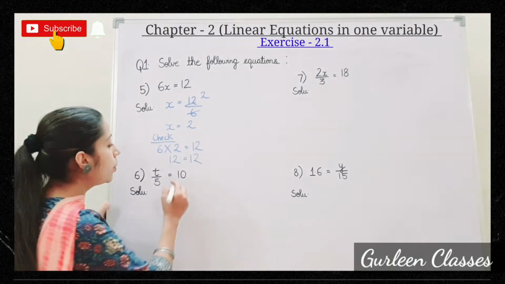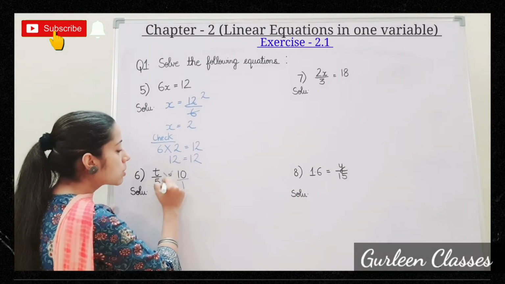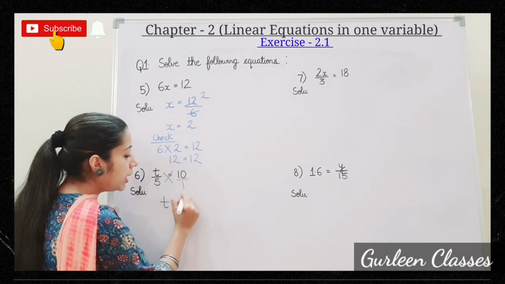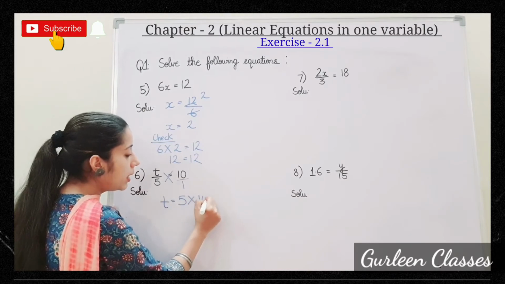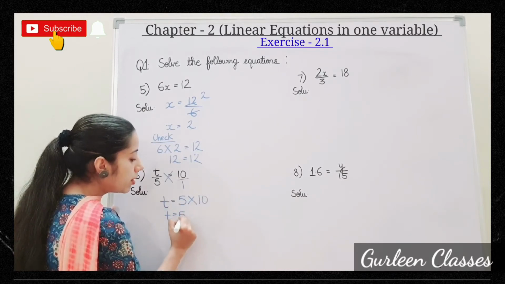Sixth part, t upon 5 is equal to 10. So here we can do 10 upon 1. Cross multiply. Value of t is 5 into 10. t is equal to 50.